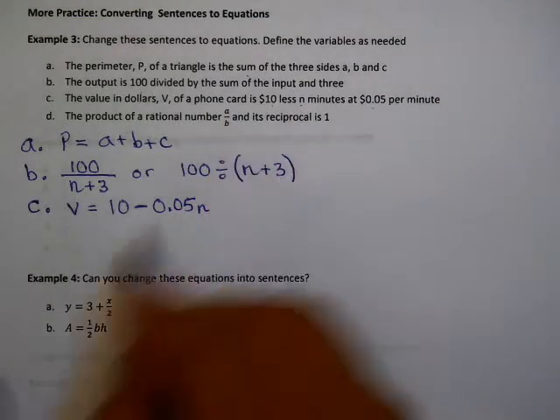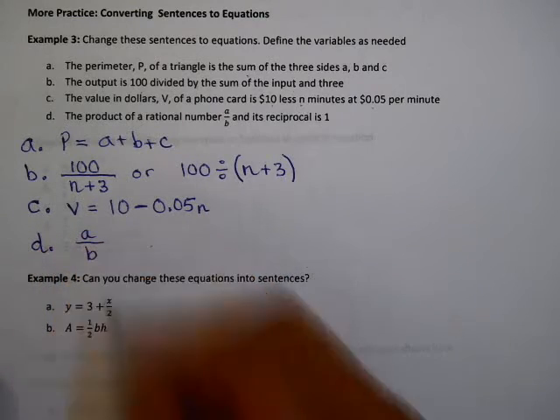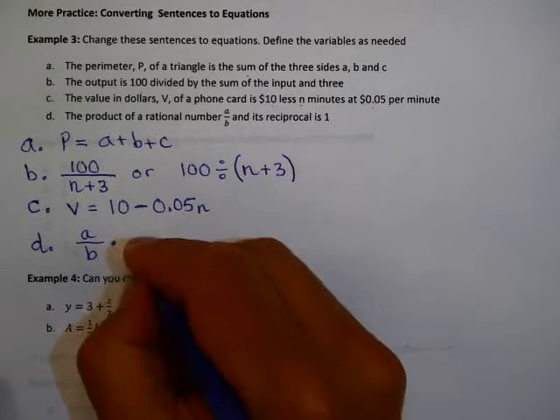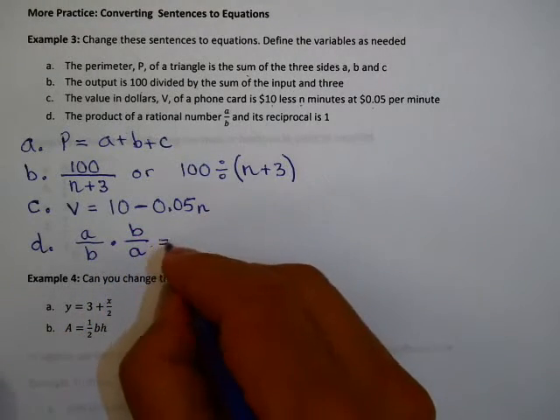And the product of a rational number and its reciprocal is 1. Well, here's your rational number, a over b. What does reciprocal mean? That means change the numerator and denominator, and that equals 1.